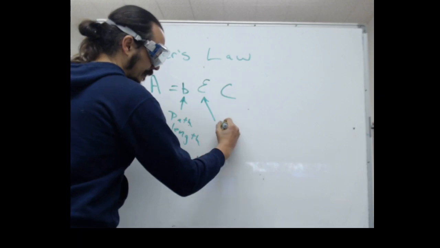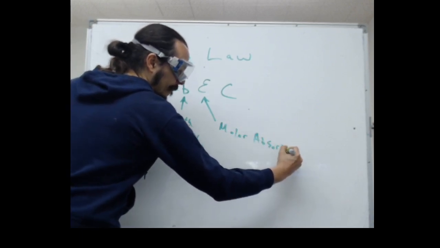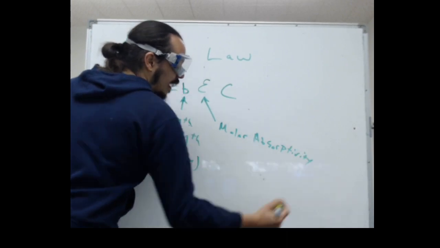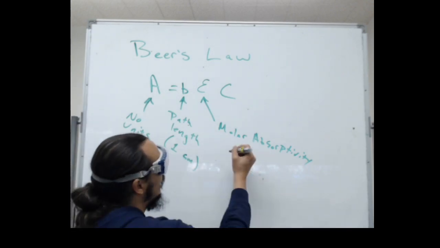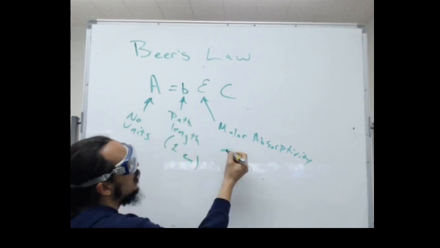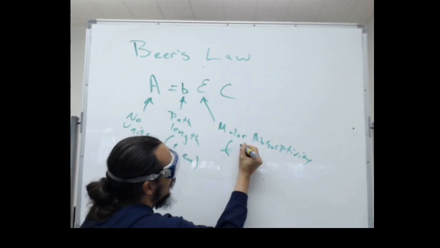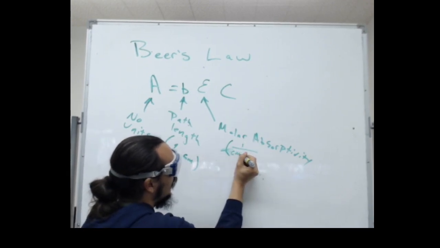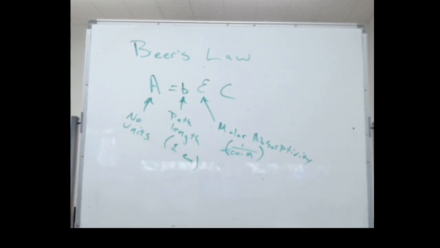Epsilon is the molar absorptivity. It is going to have units that make this entire equation work out. Now we want no units on one side, so we've got to cancel out the path length and the concentration. So you're going to get 1 over centimeter times 1 over molarity, using molarity as our unit of concentration, the typical unit of concentration we'll be using in this class.